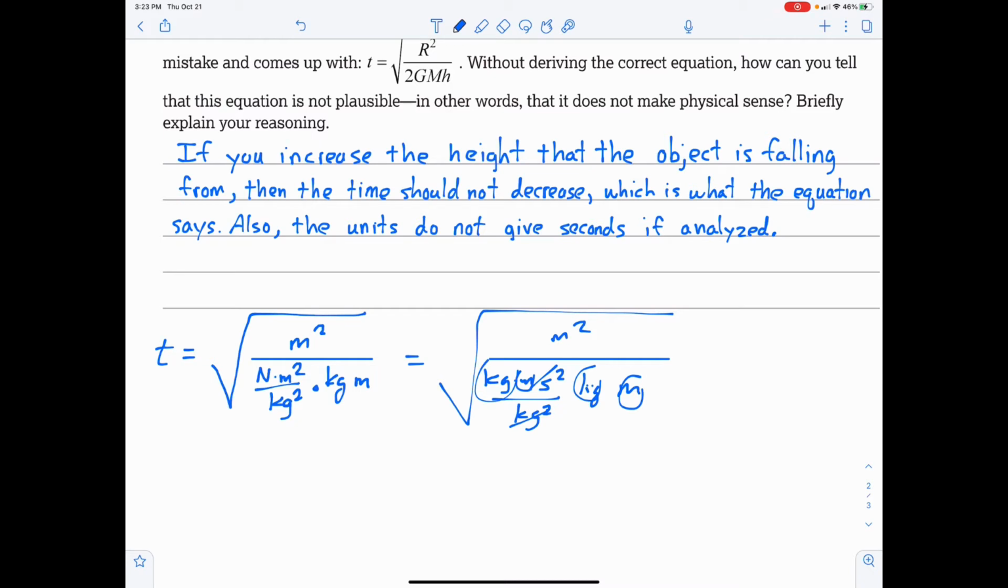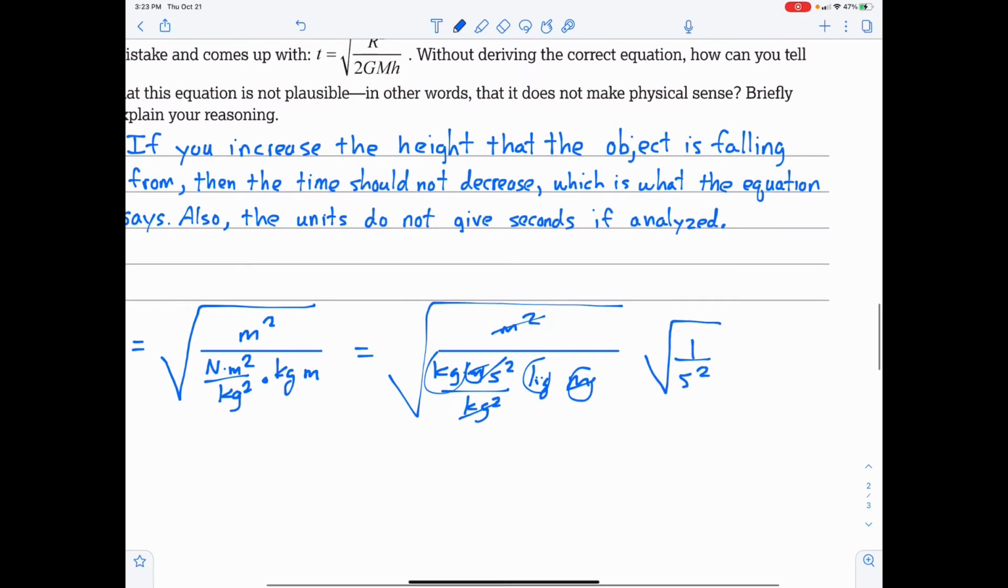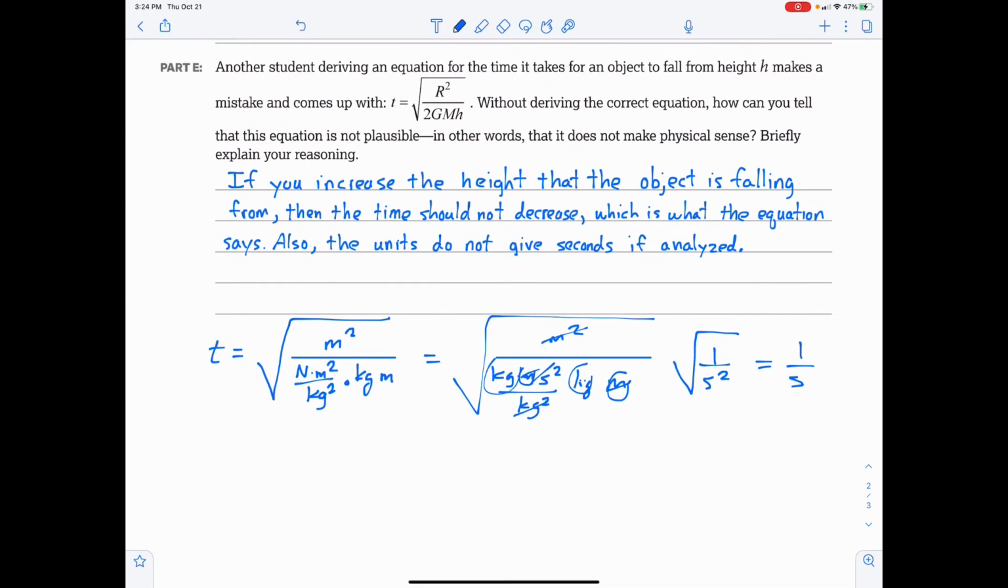Let me see. No, that does not cancel. I'm sorry. Meters times meters is meters squared, which cancels with that meters squared. And so we're left with 1 over seconds squared, which is 1 over seconds when you take the square root. 1 over seconds is not the unit of time. So the units don't make physical sense either if you analyze them.